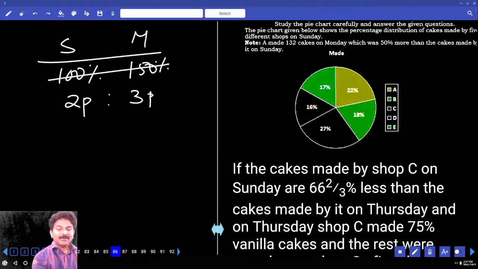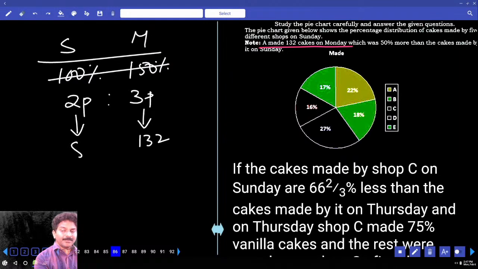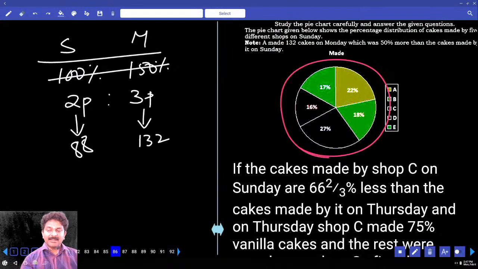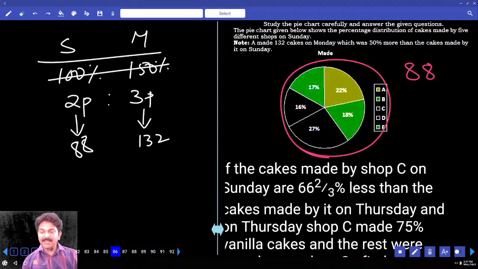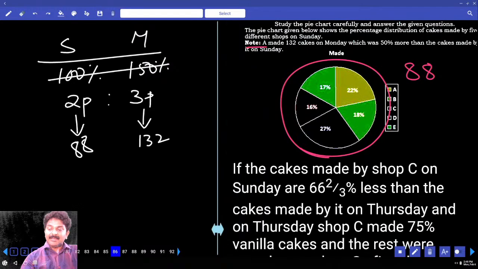Right. Note says A made 132 cakes on Monday. That means 3 parts is equal to 132 only. 1 part is equal to 44. 2 parts is equal to 88. So on Sunday, total cakes made is equal to 88. This is for A, person A, on Sunday, which is 22%.